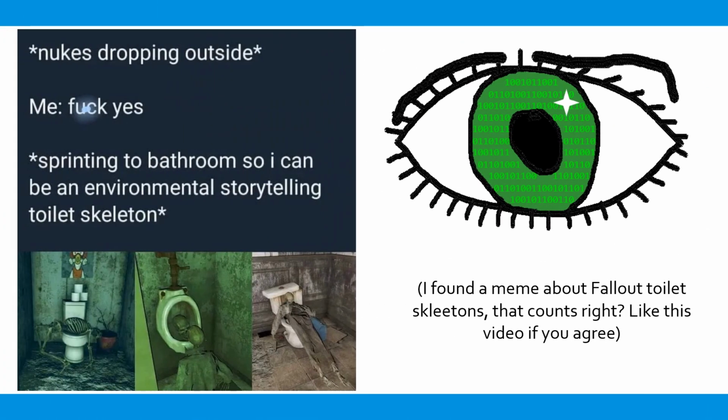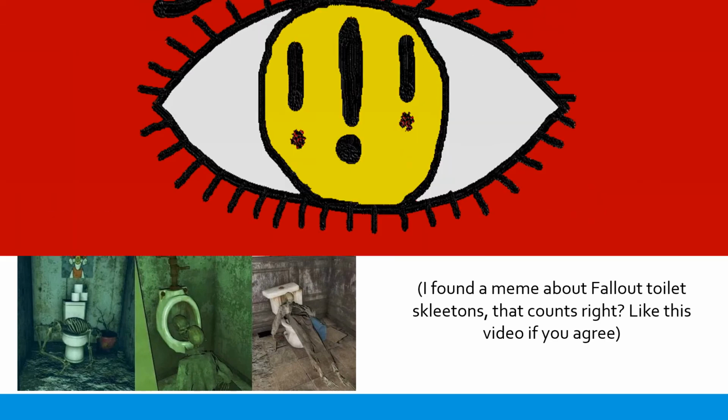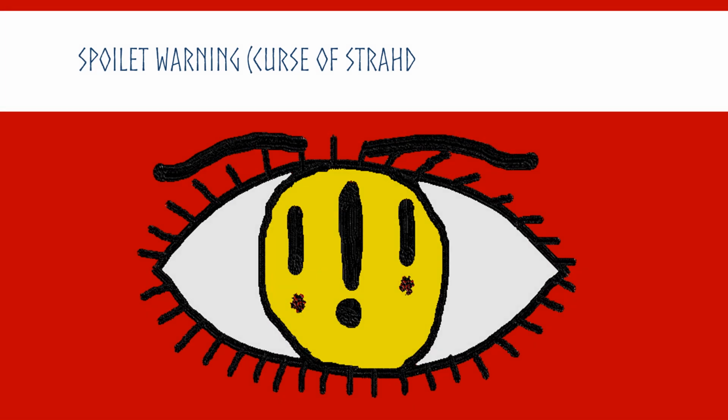Whenever people talk about environmental storytelling in video games, they always bring up the Bethesda skeletons on toilets in Fallout. Now, I've never played a Fallout game, so I'm told they exist. I'm going to go look on the internet for pictures of them existing, and if I find one, I will put it here. However, for tabletop RPGs, I do have some other examples.